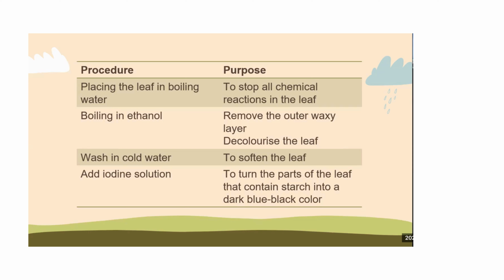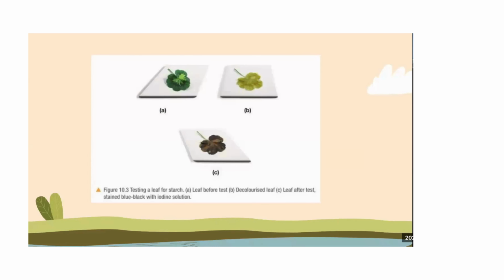We wash it in cold water because after boiling, the leaf is somewhat rough, so we have to soften it. At last, we add iodine solution to turn the parts of the leaf that contain starch a dark blue-black color. So these are the color differences. A is the leaf before the test. B is the decolorized leaf, after boiling in water and in ethanol. C is the one stained by the iodine.